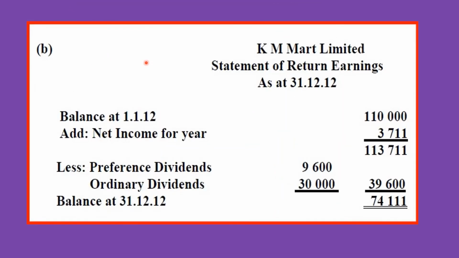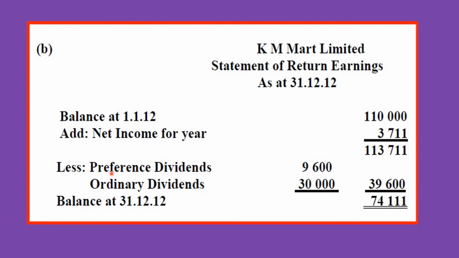Next, we have Part B, Kmart Limited Statement of Retained Earnings. Notice again, it's a statement of retained earnings, not a statement of equity. Retained earnings is one account only in the equity, and it is at a particular date. We start with the balance from the trial balance of 110,000. We add the net income for the year, and we get 13,711.